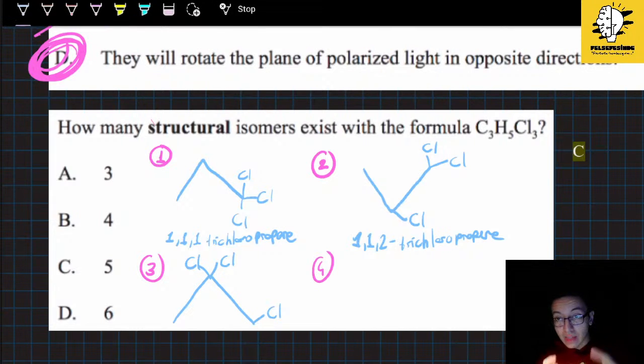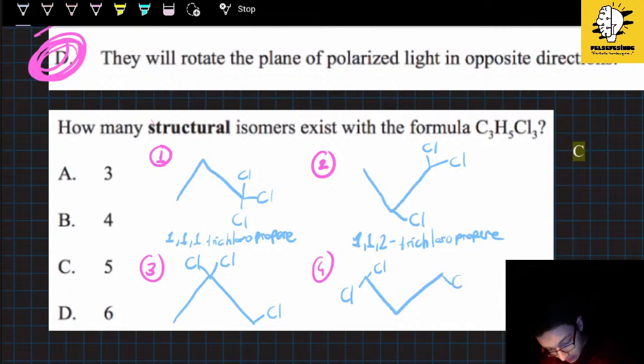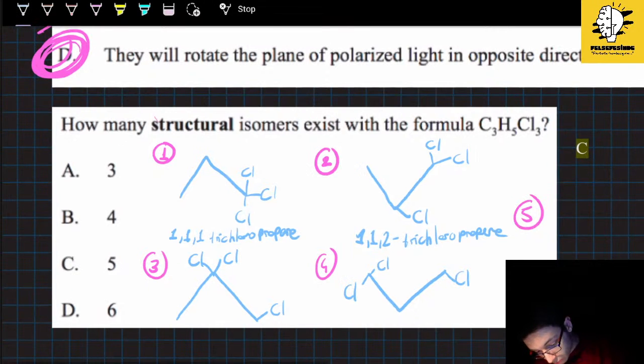And then fourth of all, we will have this structure where we will have 1, 1, 3 chloropropane, and then as the last one we will be writing 1, 2, 3 chloropropane. So it will be just like chloro, chloro, chloro.